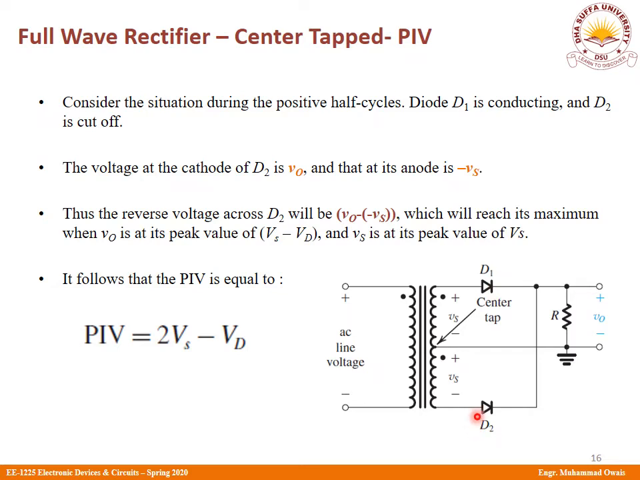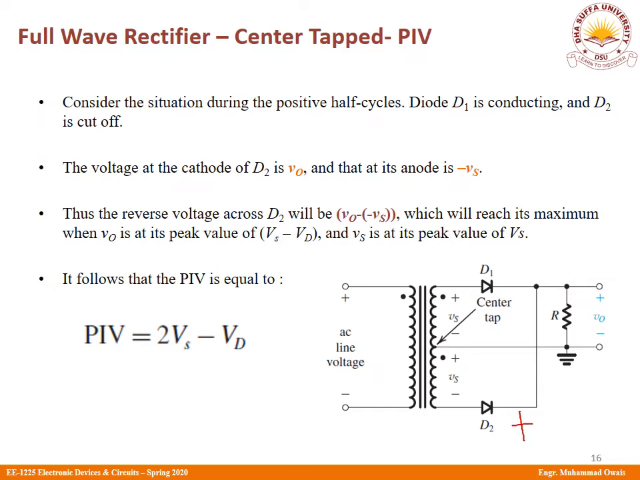So if we are considering D2, then we are actually referring to the positive half cycle, because during the positive half cycle diode D1 is conducting and diode D2 is reverse biased. So we find out what is the value that is appearing across this diode D2, and that will be given as my peak inverse voltage. This is how we find out peak inverse voltage.